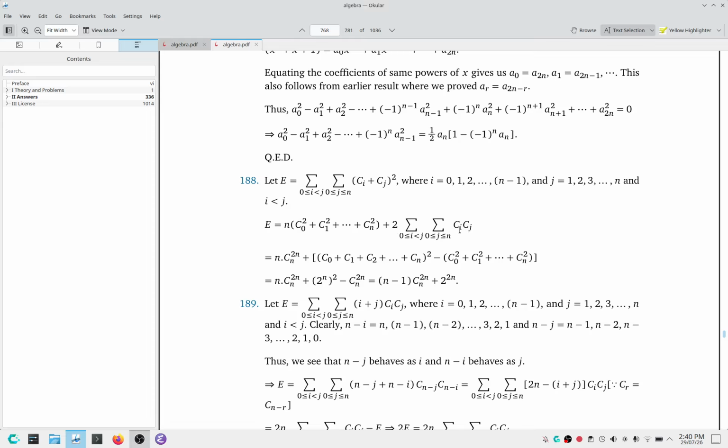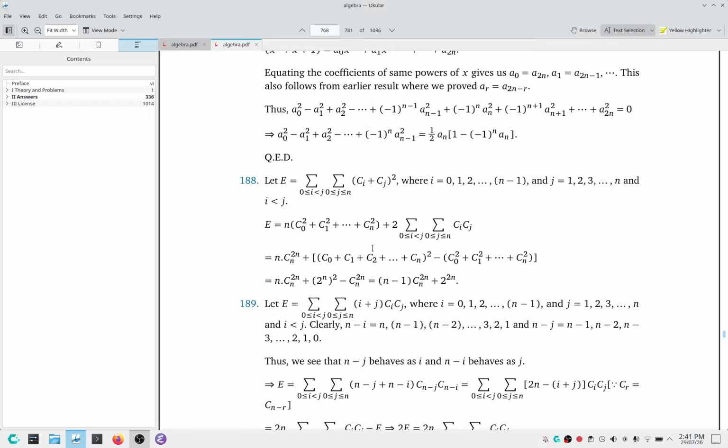We expand this. Once we have expanded this, we get this is equal to n times 2nCn plus this becomes (c0 plus c1 plus c2 plus up to cn) whole squared minus (c0 squared plus c1 squared up to cn squared), which is equal to n times 2nCn plus (2 to the power n) whole squared. This is 2 to the power n whole squared, and this is 2nCn. So upon solving this, we get (n minus 1) times 2nCn plus 2 to the power 2n.